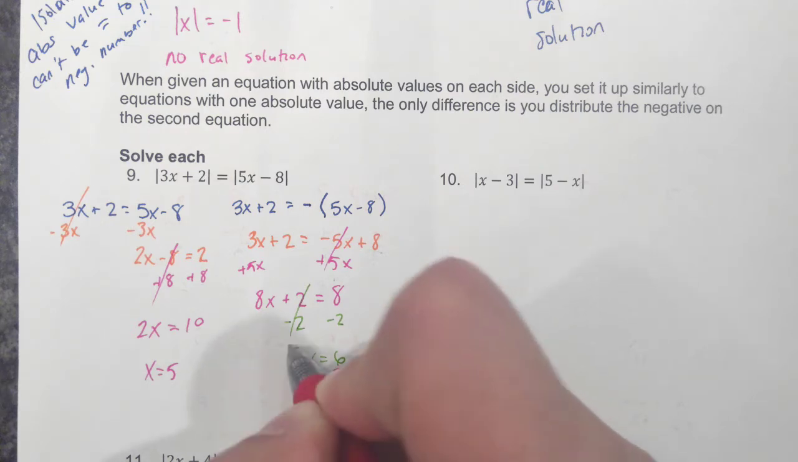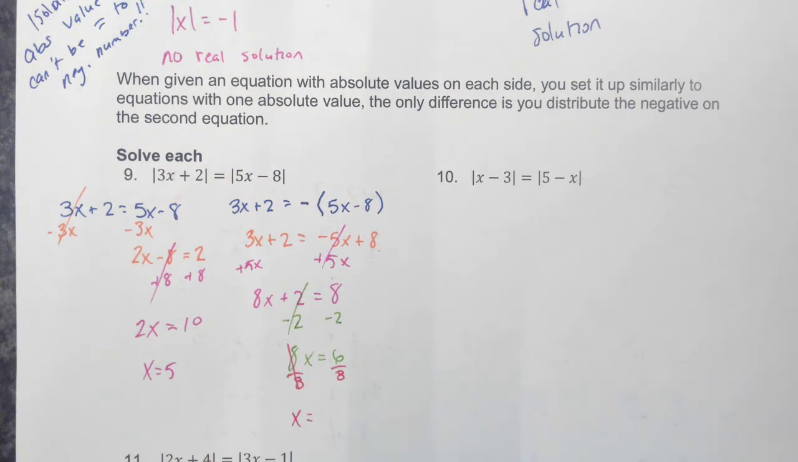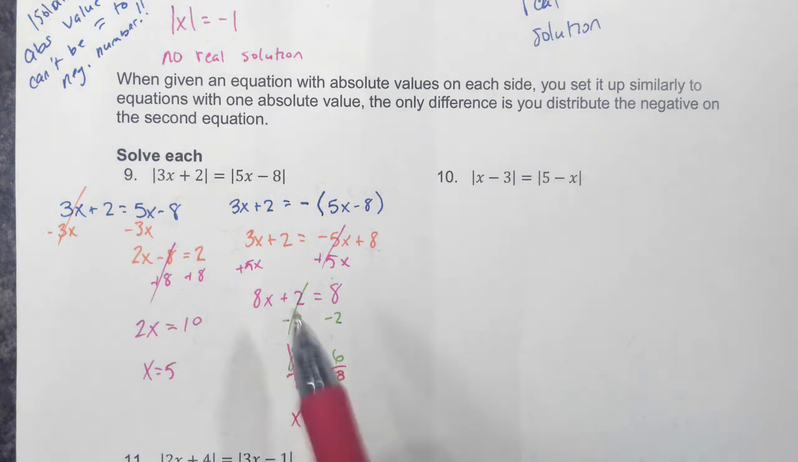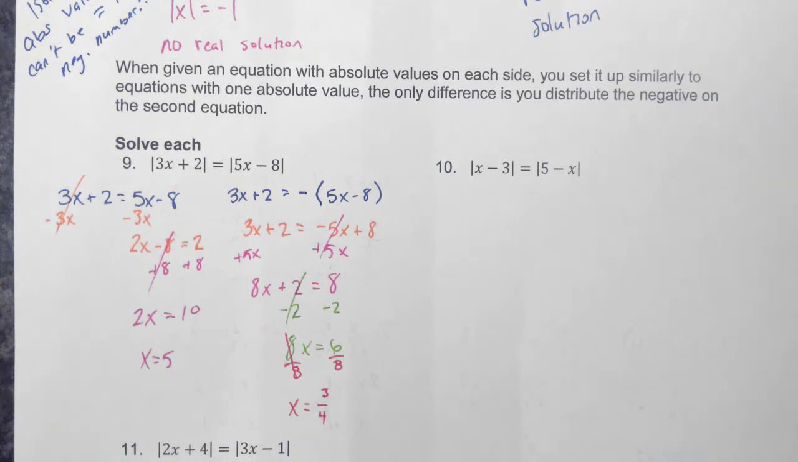And does 8 go into 6? No. But does it reduce? Yes. Those are both divisible by 2. So it would reduce to 3/4. So we get 5 and 3/4.